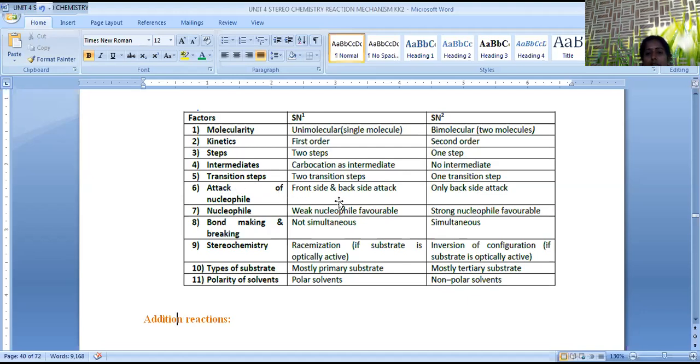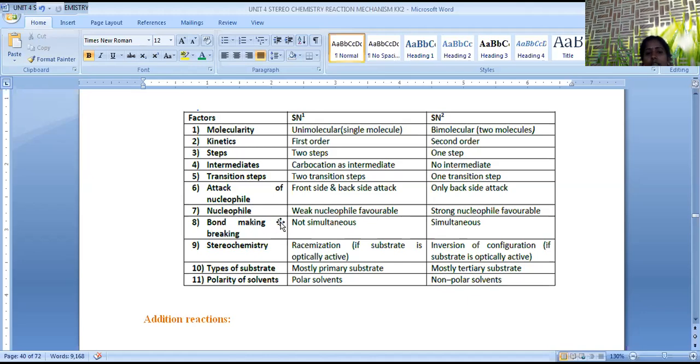Nucleophile has equal provision to attack from front as well as backside in SN1, only provision for backside attack in case of SN2 reaction. Weak nucleophiles are favorable for SN1. Water is the best example for that one. Strong nucleophiles are required for SN2. Alkoxides or hydroxides are favorable for SN2 type of reaction.